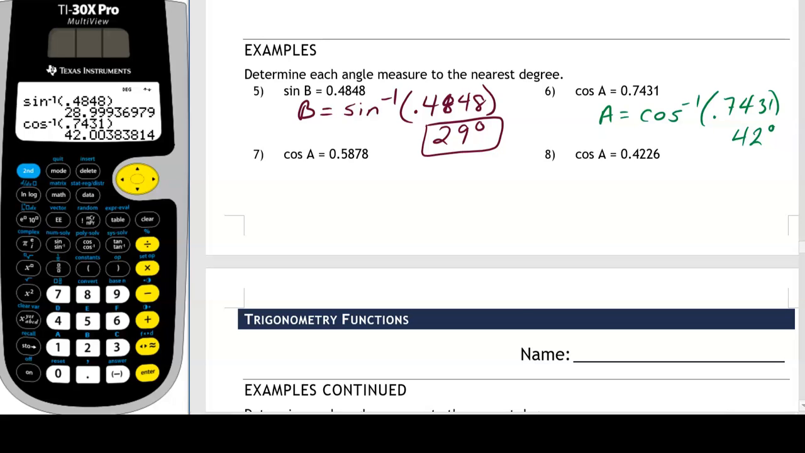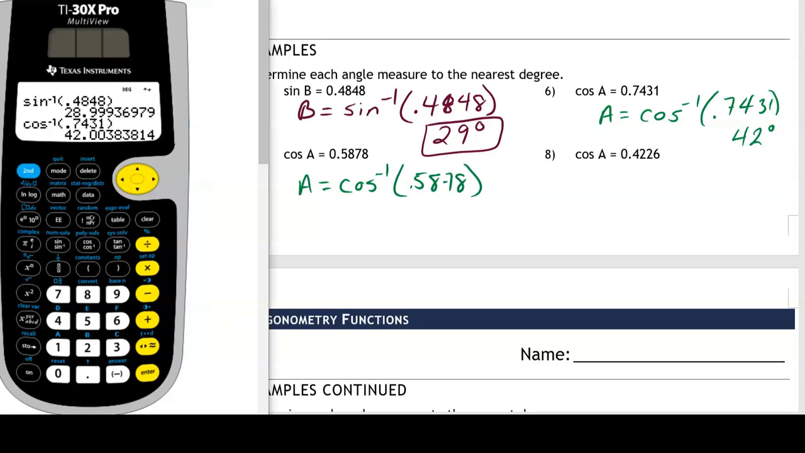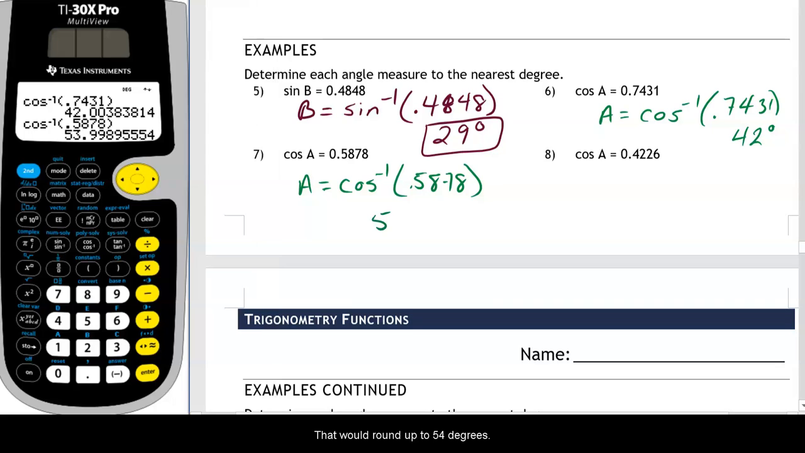Example 7, another inverse cosine, so A would equal inverse cosine of 0.5878. So that would round up to 54 degrees.